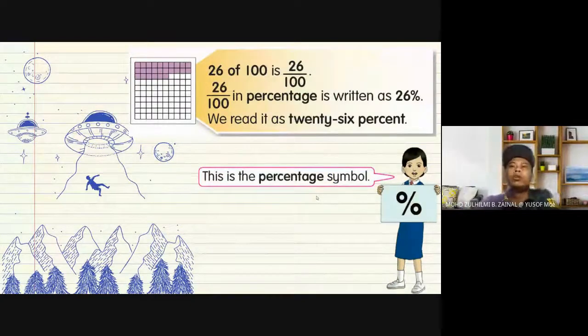So today, this is what you should know about percentage. Percentage is all about a fraction of 100, just like a decimal, a fraction of 100.